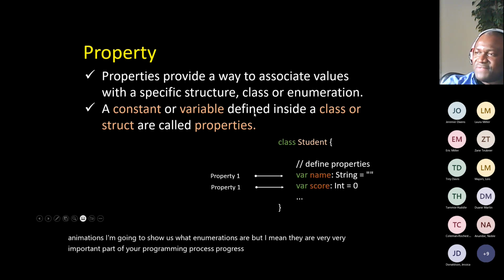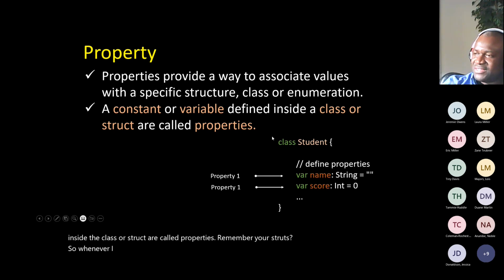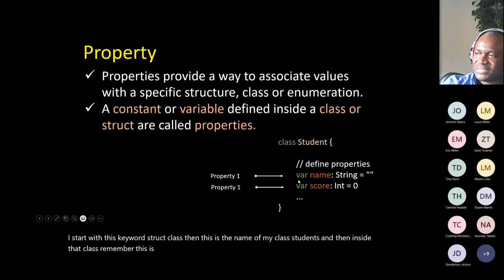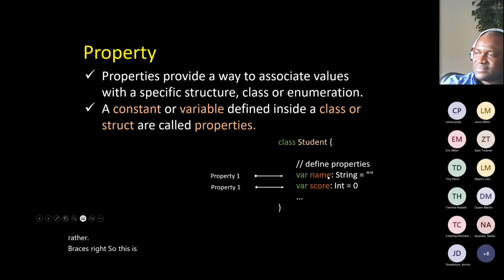Now, a constant or variable defined inside a class or struct is called a property. Remember your struct. Whenever I do something like this, for example, this is an example of a class. I start with the keyword struct or class, then the name of my class, Student. Inside that class, remember, are curly braces, and that is what's inside this class.